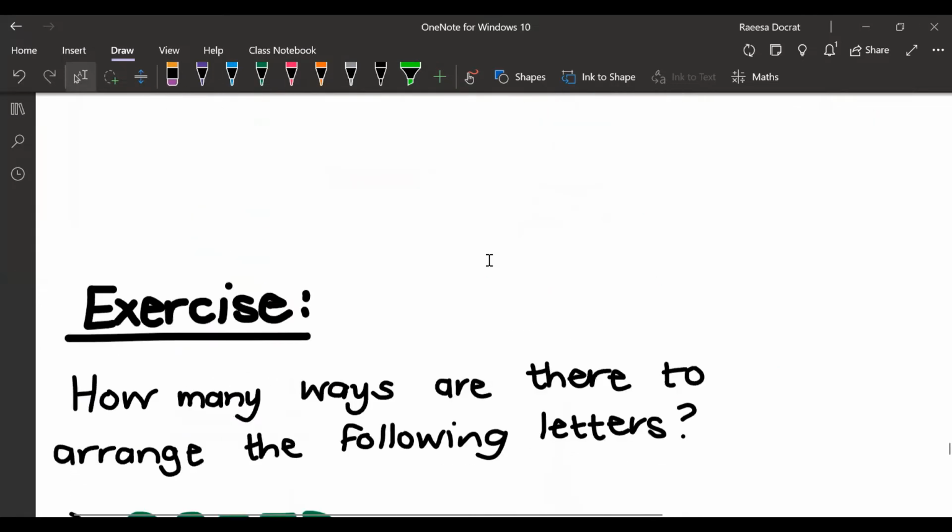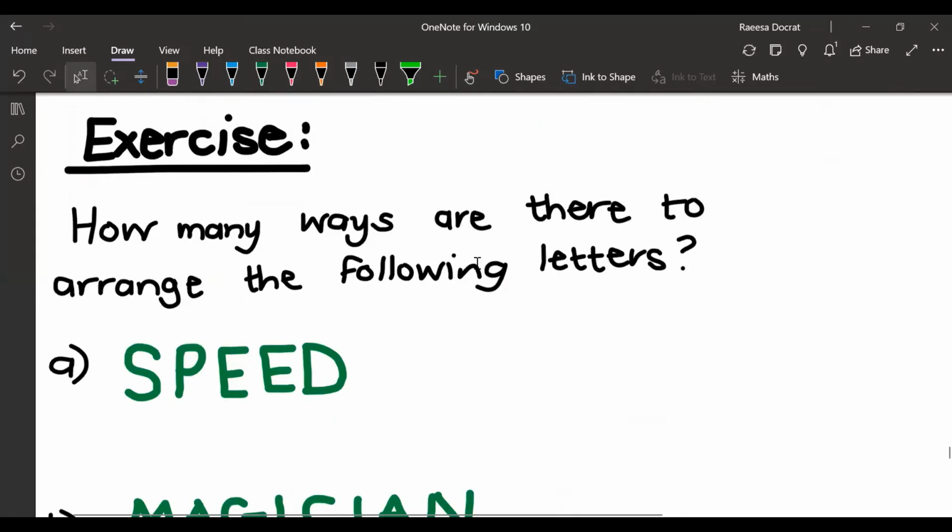Let us have a look at an exercise. How many ways are there to arrange the following letters? The first one is SPEED. Speed is a 5-letter word. So how many ways are there to arrange these 5 letters? Using the counting principle, for the first letter, we have 5 options. Assuming we're not repeating letters, for the second one, we have 4 options. For the third one, we have 3 options. For the next one, we have 2 options. And lastly, we have 1 option.